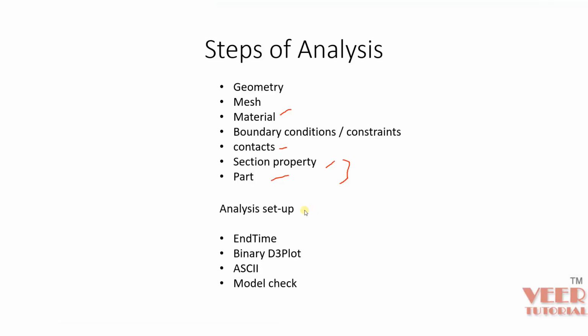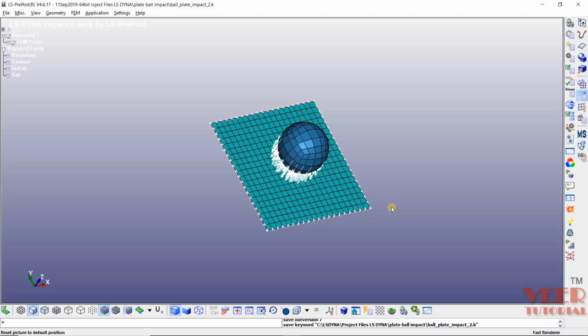So now we have defined the part. After that we need to define the analysis setup, meaning the output settings. So we are going to cover this in the next lecture. So far in this problem of ball plate impact, we have defined all the boundary conditions, contact and section IDs. Now we are going to define the analysis setup settings.